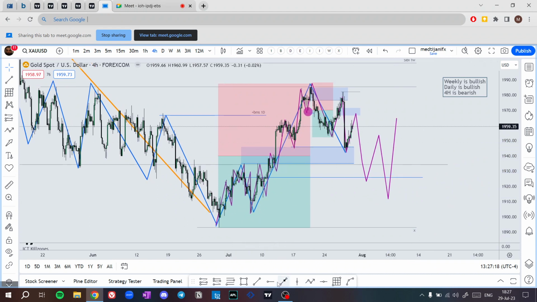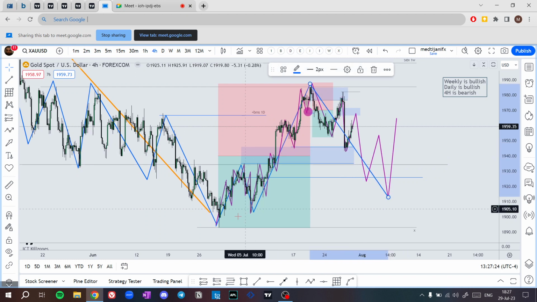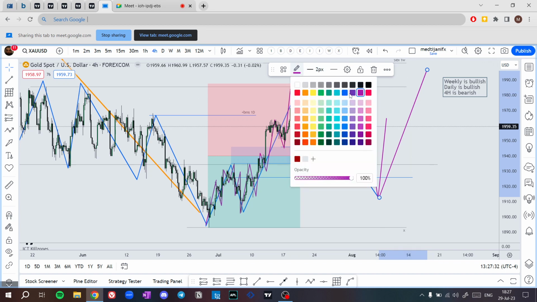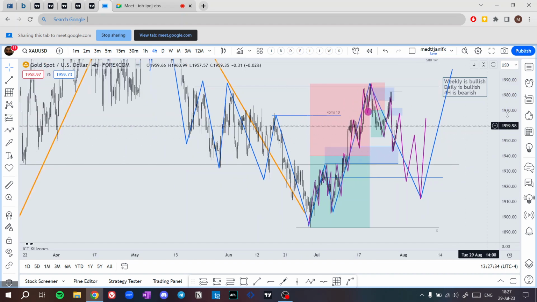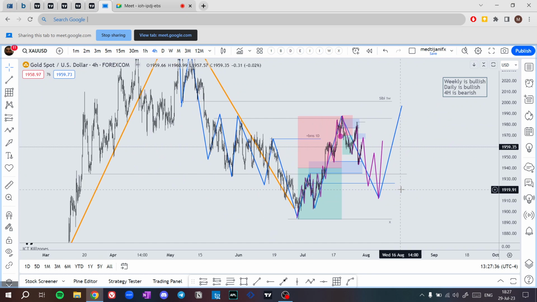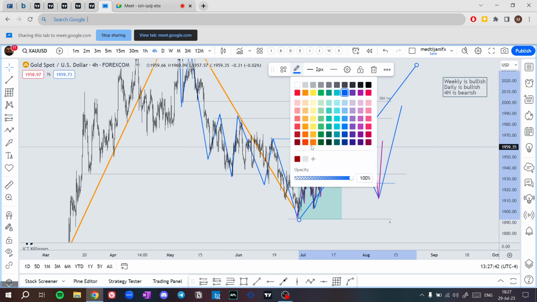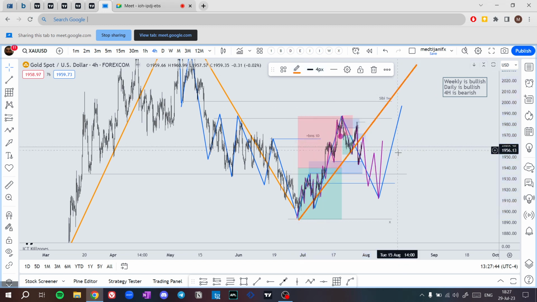So what are we going to have? Give me a second. This is the daily. So price went higher, we have our retracement, while we're going to be expecting the daily to continue bullish, something like this. That's what we're going to be expecting now. And on the weekly time frame, we're going to be expecting something like this. This is the weekly time frame, right?